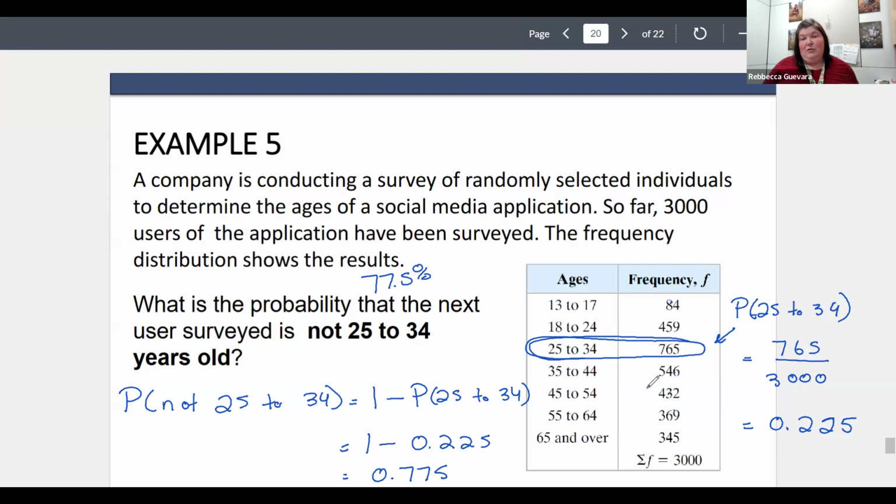Like I said, if I had managed to sum up all of this, I would have found that same information. Because if I summed up all these numbers, these are all the people who are not between 25 and 34. That would be 2,325. You're still going to get that same probability. So like I said, knowing the complement probabilities sometimes makes our calculations much faster and easier.